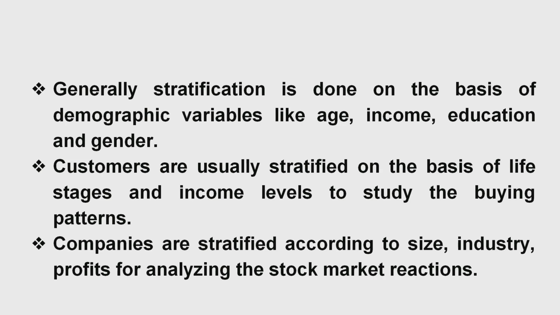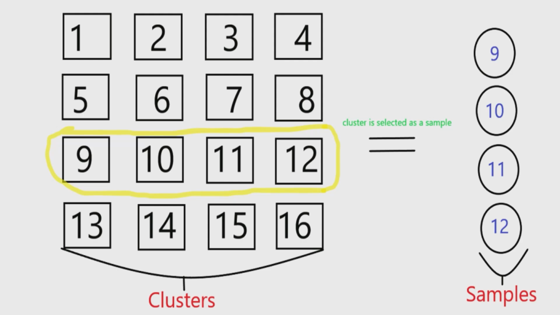Then normally the stratification will be done on the basis of demographic variables only, like age, income, education and gender. So this will be the basic classification of selecting the stratification. Then next we move on to cluster sampling. Again, a cluster is also a group, but there is a difference between stratified sampling and cluster sampling. So let's see how it works.